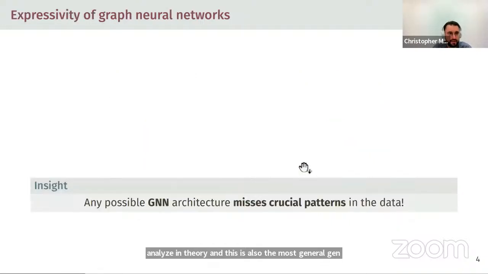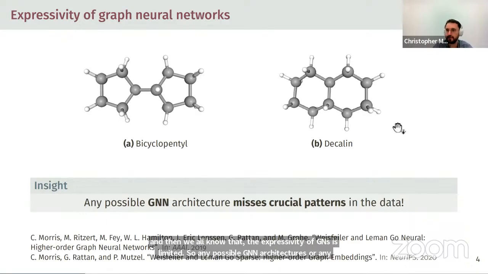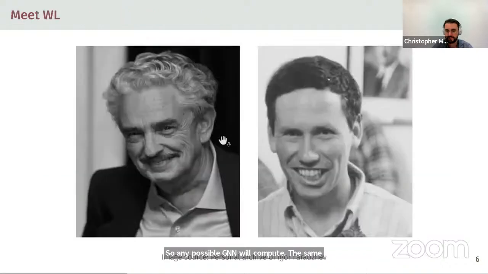Okay, and then we all know that the expressivity of GNNs is limited. So any possible GNN architecture, so any instantiation of f merge and f aggregate, misses crucial patterns in the data. Right, so here you see a simple example, a molecular example, two molecular graphs, bicyclopentyl and decalin, and they cannot be differentiated by any possible GNN. So any possible GNN will compute the same features for these two molecules. Okay, so why is this the case?